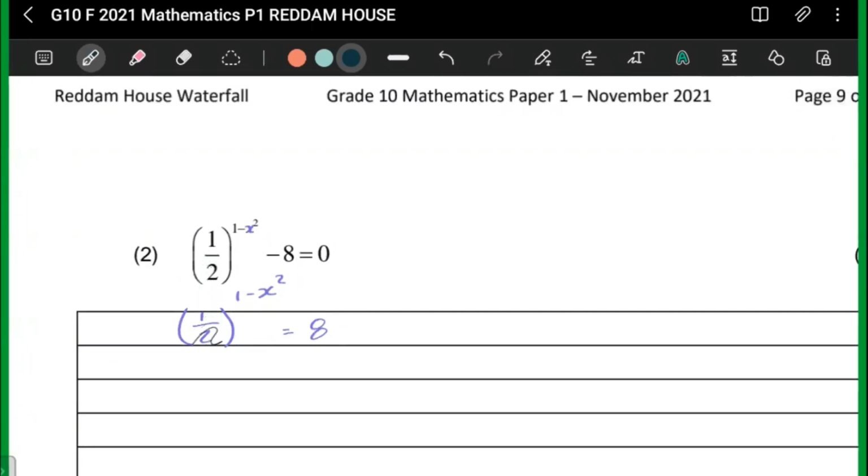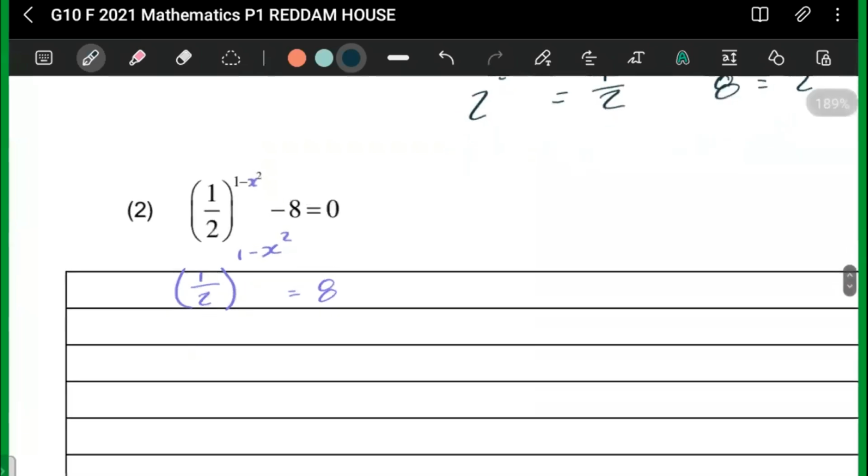Now, a half here and 8 here, the only way you can have bases that look alike is if this is like 2 to the power of -1, and this is 2 to the power of 3. We all know that 2 to the power of -1 is a half. This is something you should know. What you also do need to know is that 8 is just the same as 2 to the power of 3, you see. So that's your first step.